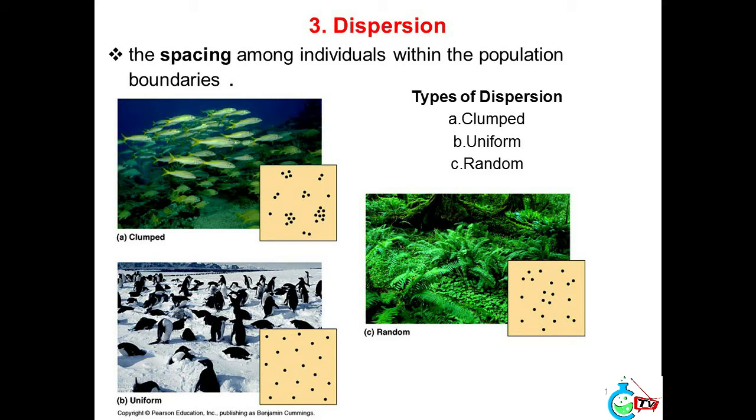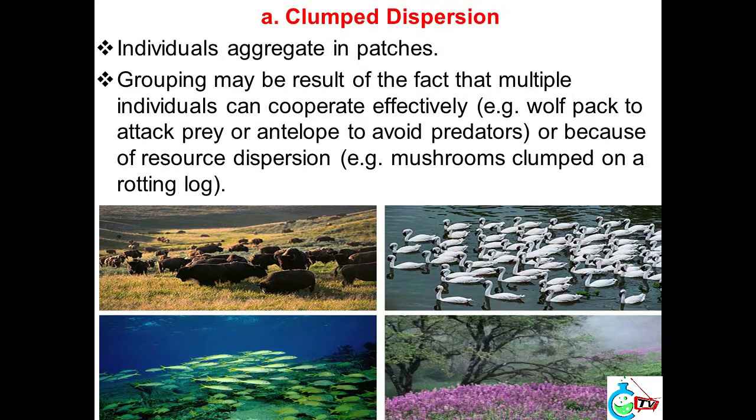3. Dispersion. The spacing among individuals within the population boundaries. Types of dispersion: clumped, uniform, random. A. Clumped dispersion. Individuals aggregate in patches.